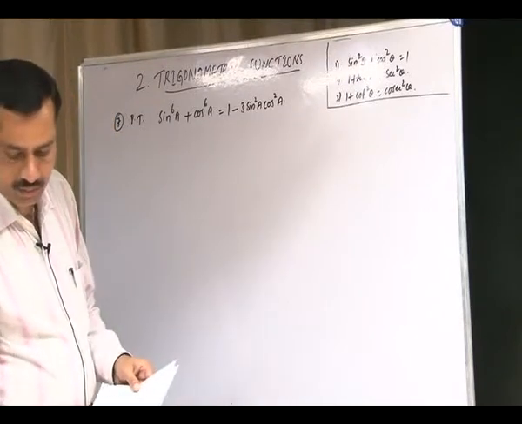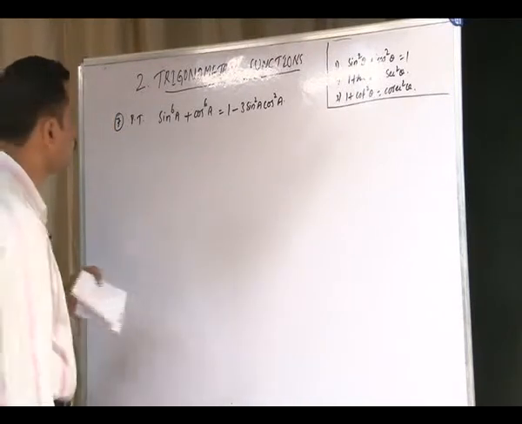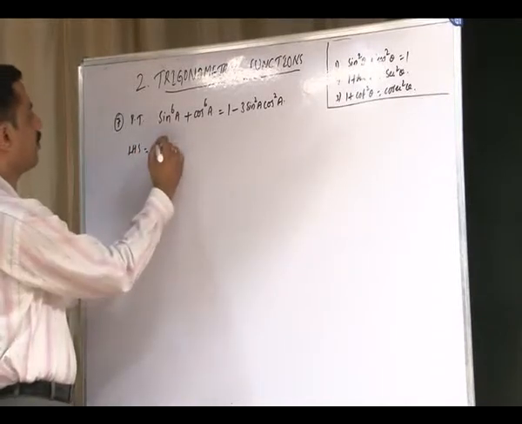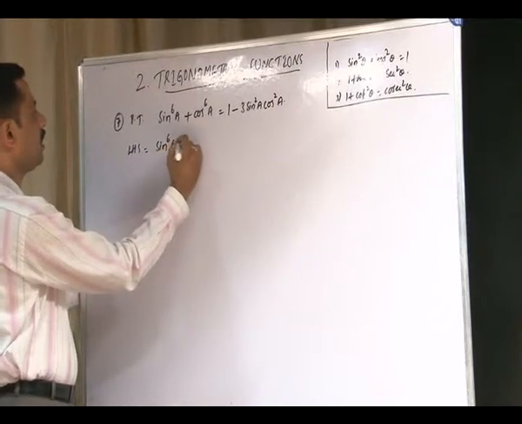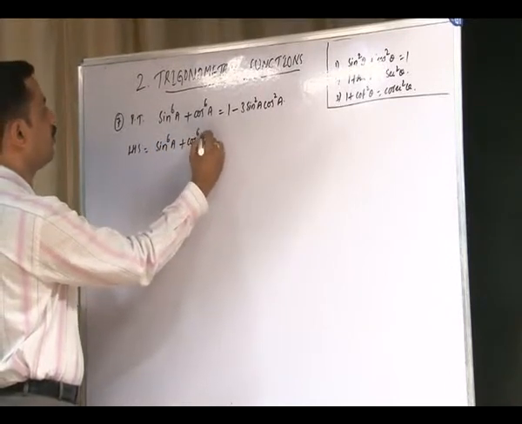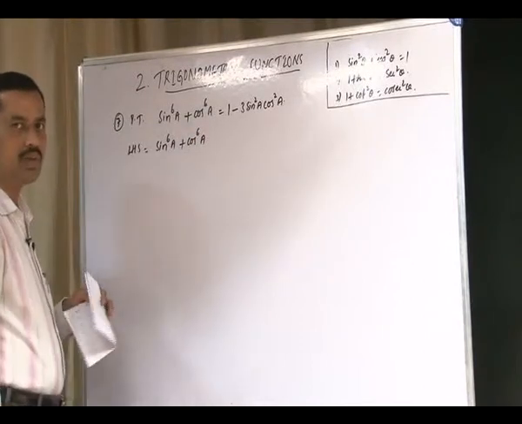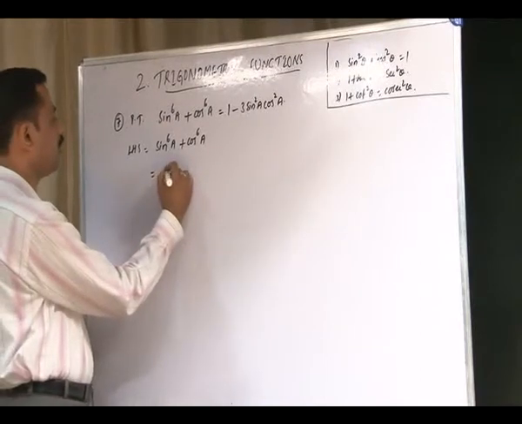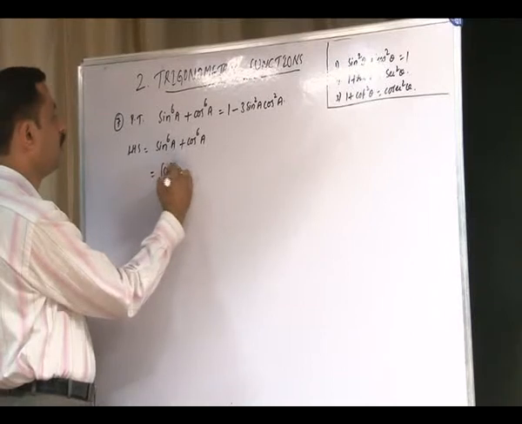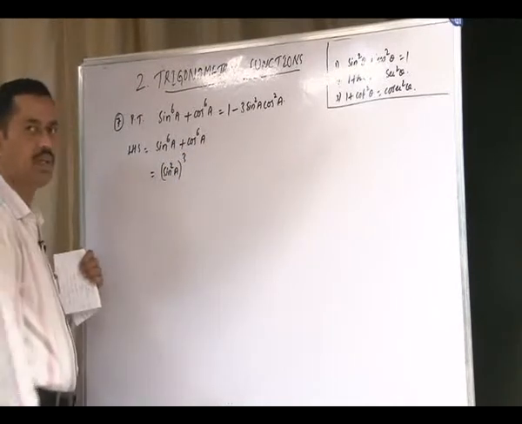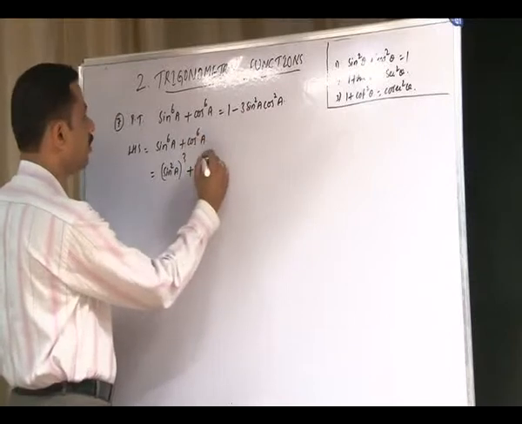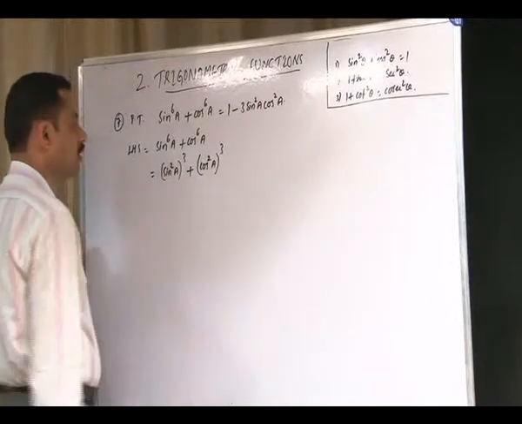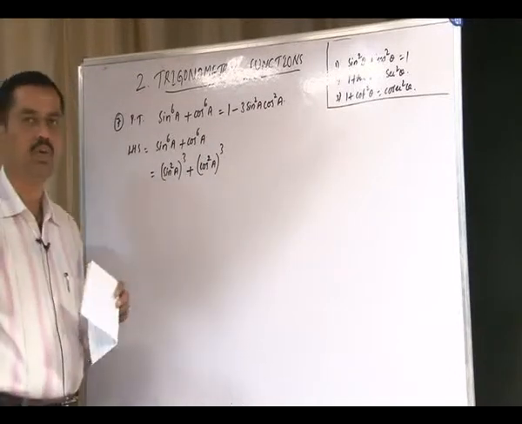So we have to prove this. I will consider the left-hand side here. Left-hand side is equal to sin to the power 6a plus cos to the power 6a. So we have to bring this to a standard form. What can we write here? Sin to the power 6a we can write as (sin square a) whole cube, plus cos to the power 6a can be written as (cos square a) whole cube. We have written it in the form (sin square a) whole cube plus (cos square a) whole cube.